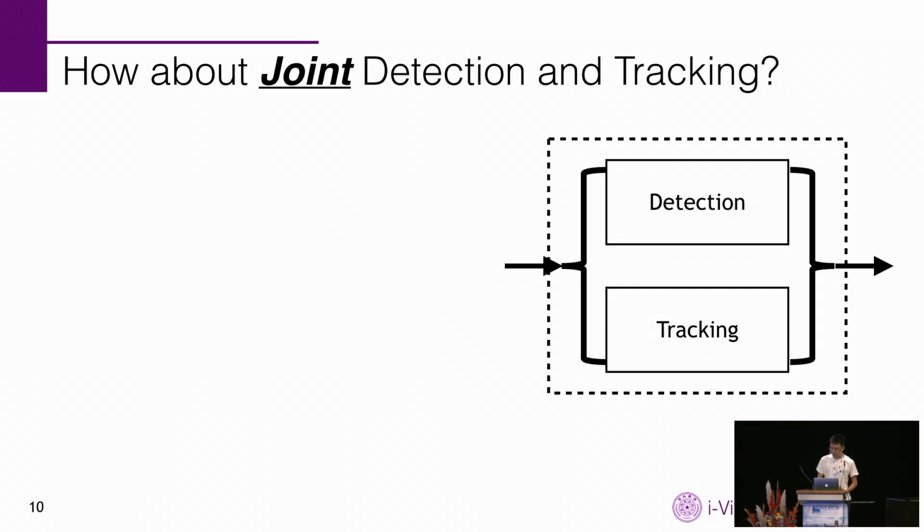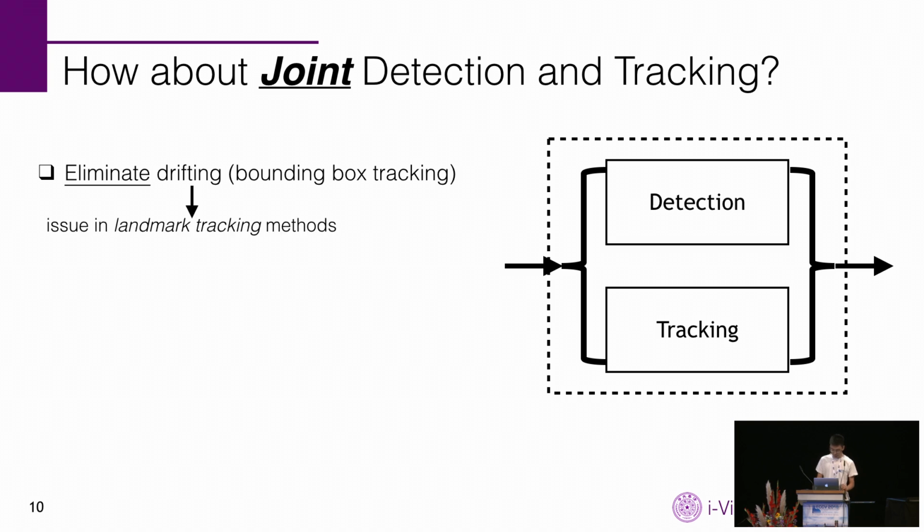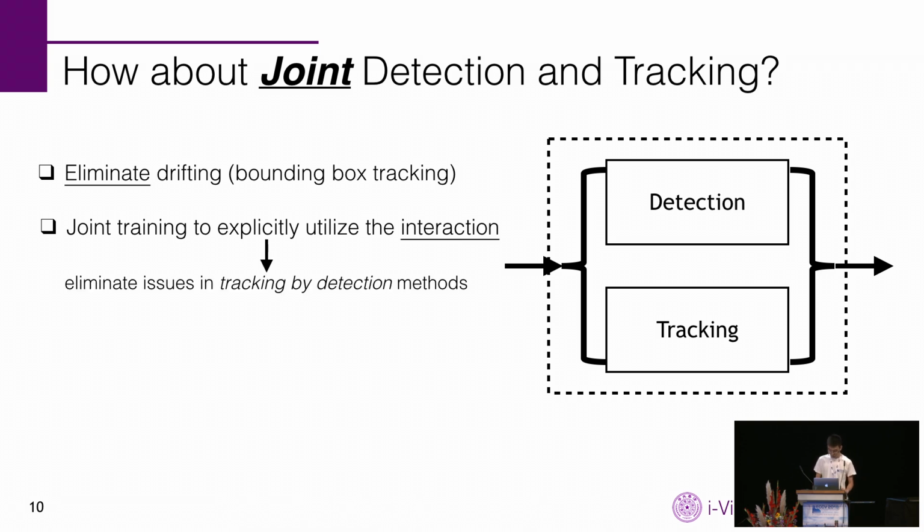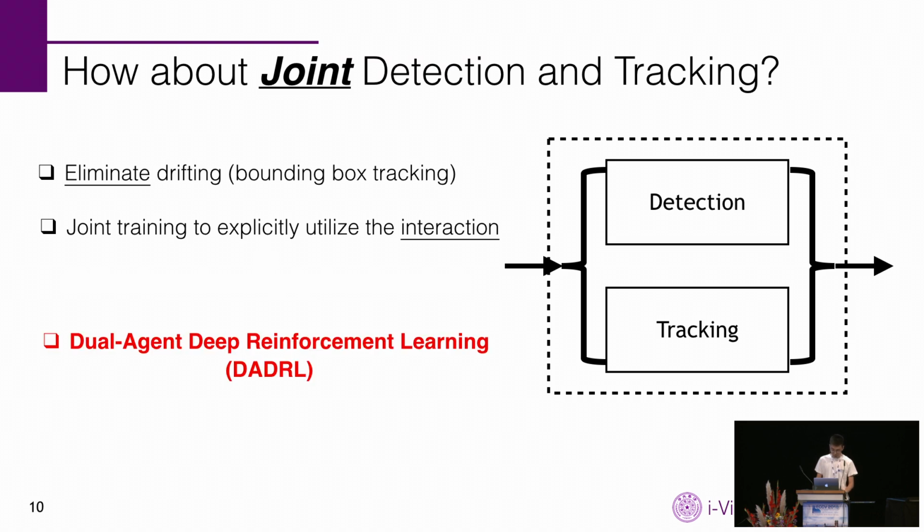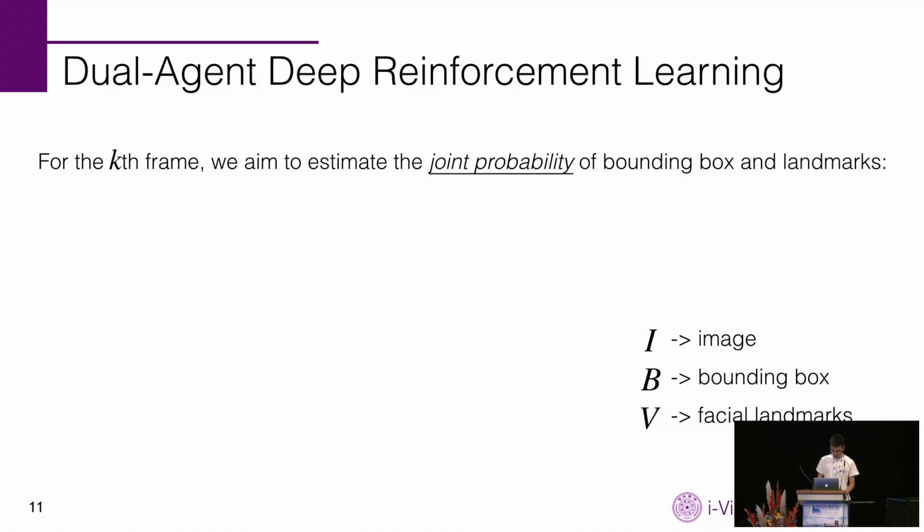So how about joint detection and tracking? We want to use the bounding box tracking to eliminate the drifting issue which arises in landmark tracking methods. We'll find a way to explicitly utilize the interaction of the two models to avoid the heavy dependence risk in tracking by detection methods. This is the motivation of our dual agent deep reinforcement learning. In our proposed method, we formulate the deformable face tracking problem as the estimation of the joint probability of the bounding box and the landmarks.